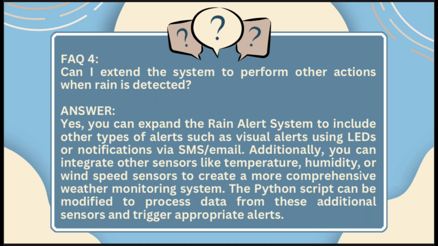The fourth question is, can I extend the system to perform other actions when rain is detected? The answer is yes. You can expand the rain alert system to include other types of alerts, such as visual alerts using LEDs or notifications via SMS or email. Additionally, you can integrate other sensors like temperature, humidity or wind speed sensors to create a more comprehensive weather monitoring system. The Python script can be modified to process data from these additional sensors and trigger appropriate alerts.